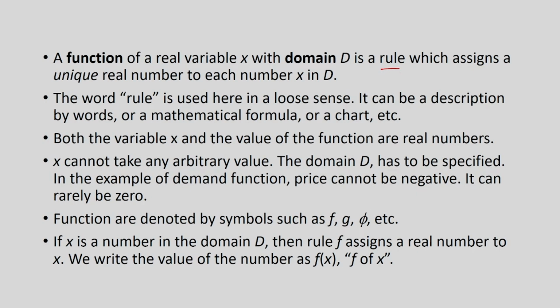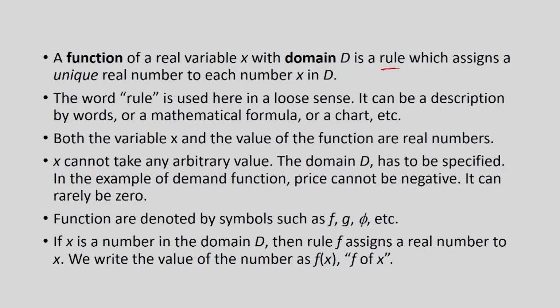First is this word rule. I am going to come to this word domain later on, but let us first look at this word rule. The word rule used here is in a loose sense. It can be a description by words or a mathematical formula or a chart, etc. So, we have seen two examples of how the rule is specified, right. So, in the first slide I told you about the mathematical formula A is equal to x square. So, that is a mathematical formula. So, that is representing a function.